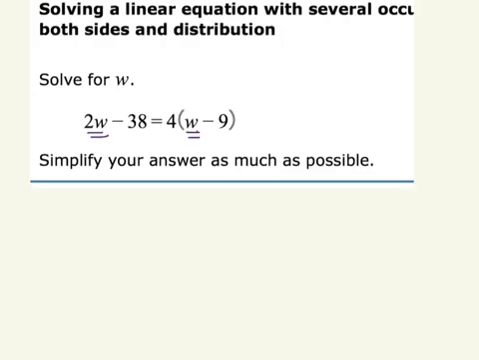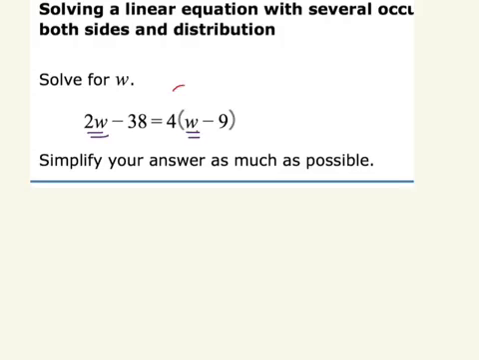So in order to solve this problem, we are first going to get rid of the parentheses on the right-hand side. And you should be familiar with the distributive property if in fact you are dealing with this problem, because that should have come up prior to this.